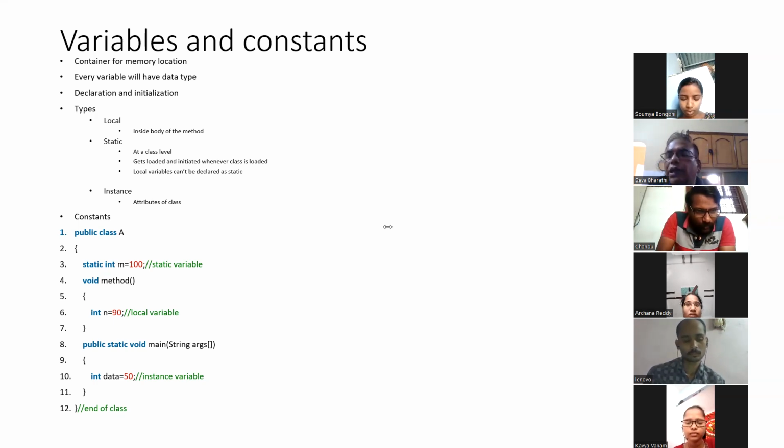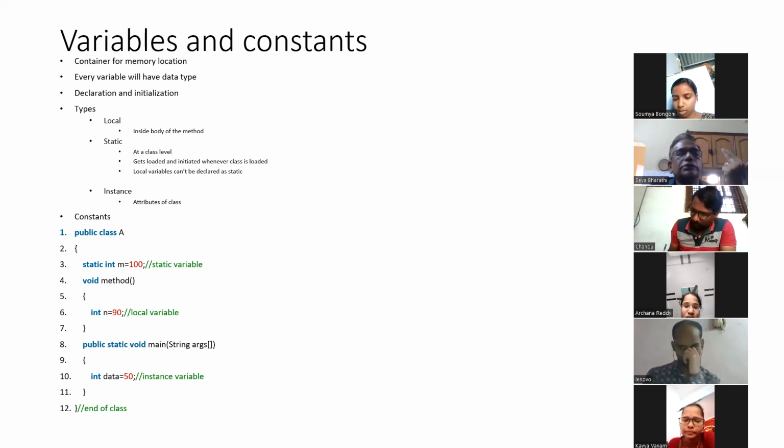So every variable will have a name and a data type. What is essential for a variable? A name and a data type, right? There are three kinds of variables: local, static, and instance. So the three variable types are the local variable, the static variable, and the instance variable.